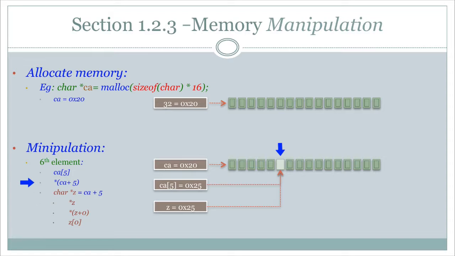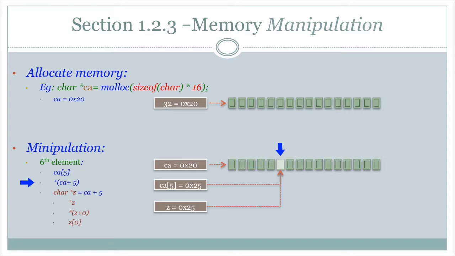Another way of doing this is to say I want to add 5 to CA, because remember, CA represents the first element in that array or block of memory that I've allocated. So if I add 0 to it, it's the very same one. If I add 1, it's the very next one. So if I add 5, it takes me to the sixth element. And now I can dereference it, because now I have the address of that sixth element. I can dereference it because it's a pointer.